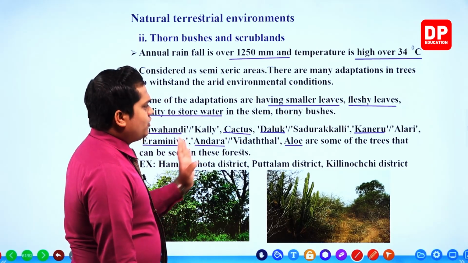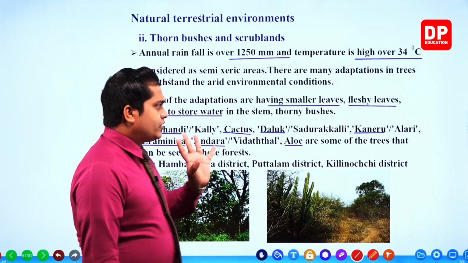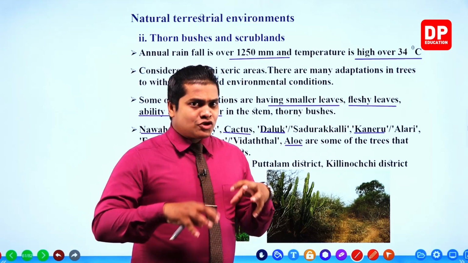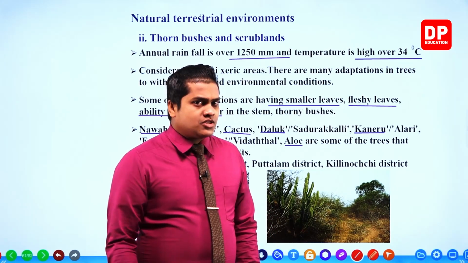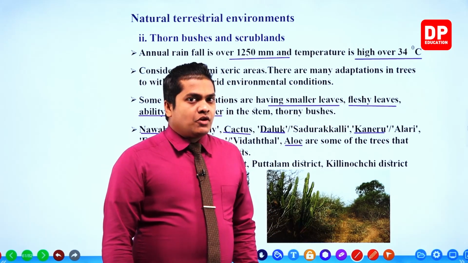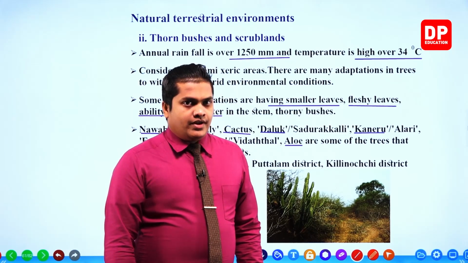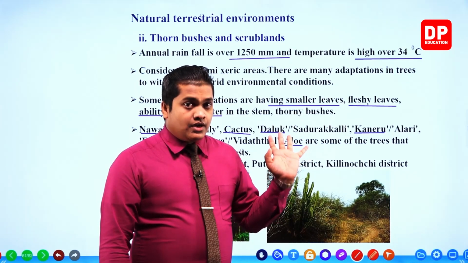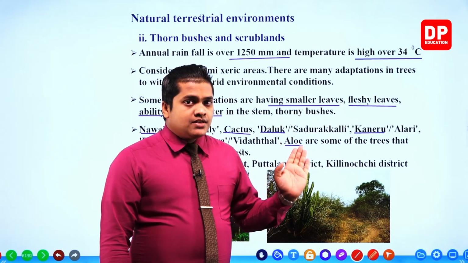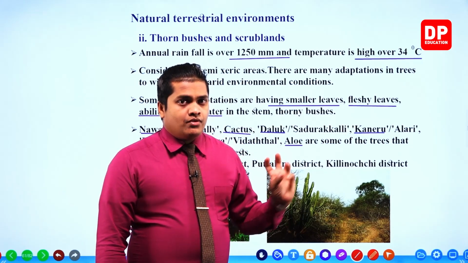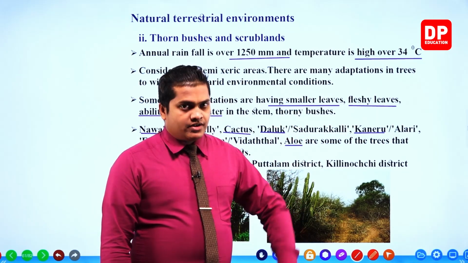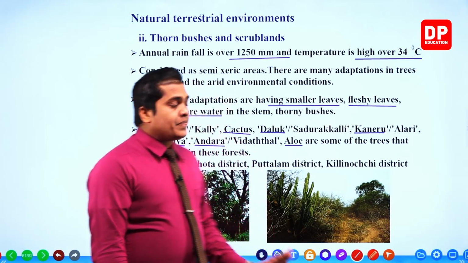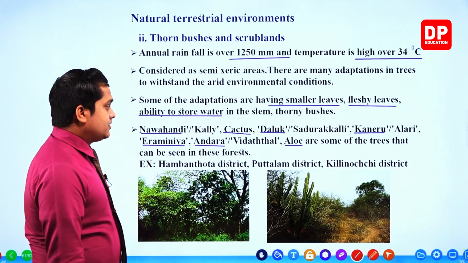As you can see, all of these plants show special kinds of adaptations to minimize transpiration, right? I think you have learned about these things in grade 8, right? As these plants show these adaptations, they are the ones more suitable to grow in semi-arid environments. That's why these plants are plentiful in these thorn bushes and scrublands.